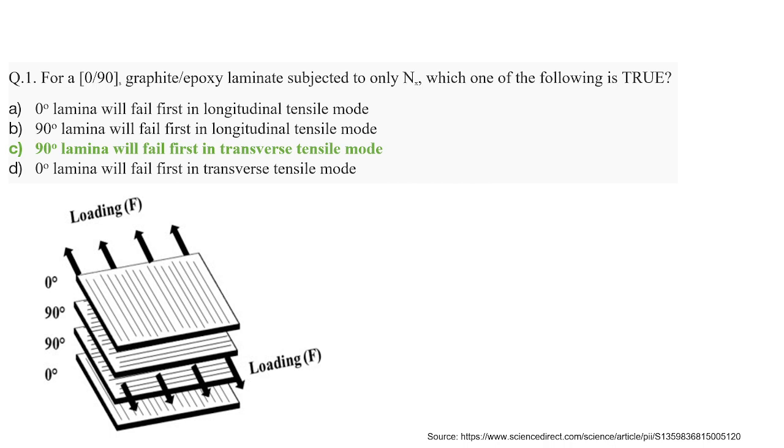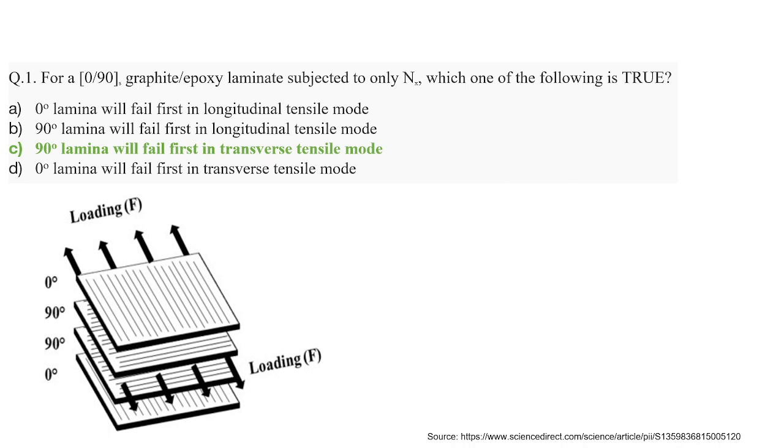Nx is the X direction, which will be considered the longitudinal direction for a 0 degree laminate. As you can see in the diagram, the longitudinal direction of the 0 degree laminate is in this way. And as we know, for 0 degree, in the longitudinal direction, the fibers are aligned. So the strength in that direction will be the highest. So if the Nx is applied parallel to the direction of the fiber, then it will be able to withstand higher stress.